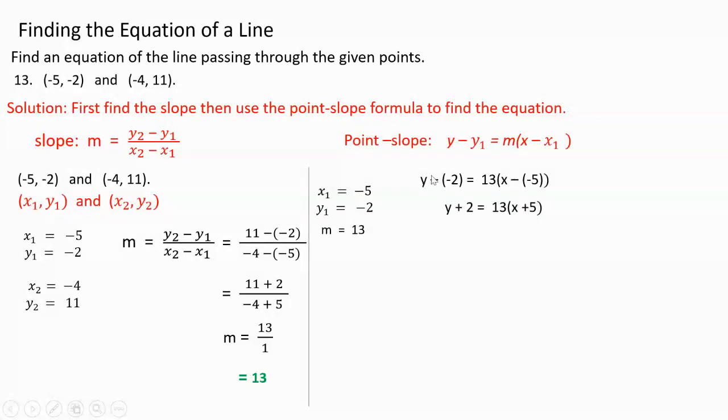Now we have to simplify, right? Two negatives will give you a positive, so we have y plus 2. Same thing with the x in the parentheses: two negatives give you a positive, so it turns to x plus 5. Now we distribute 13 times x and 13 times 5. So y plus 2 equals 13x plus 65. Now we subtract 2 from both sides, so we have y equals 13x plus 63.